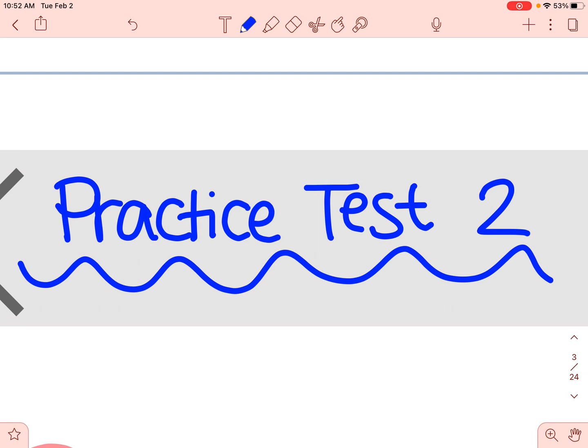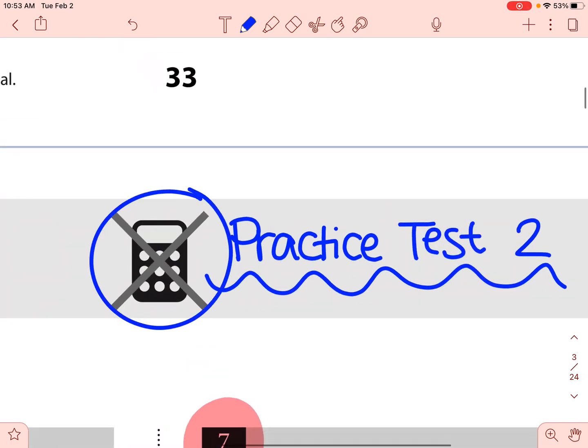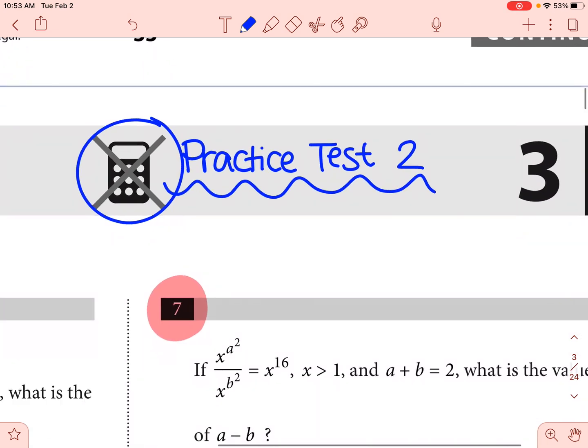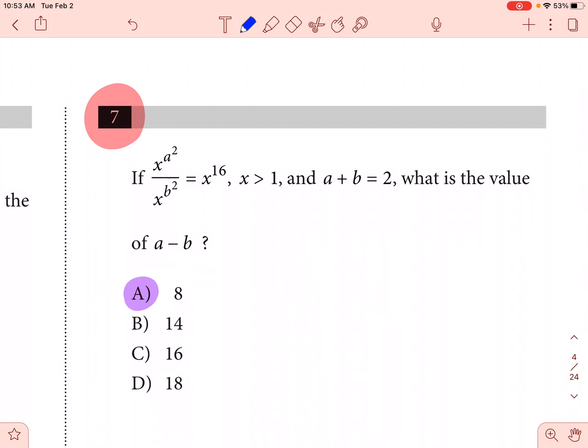And this is the no calculator portion of the test. We are jumping right in to number 7. This is low-key one of my favorite problems. This is such a typical, such a basic. It's not that basic because it's kind of hard, but it's a total typical SAT question.